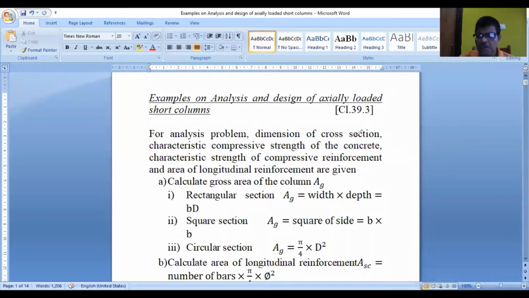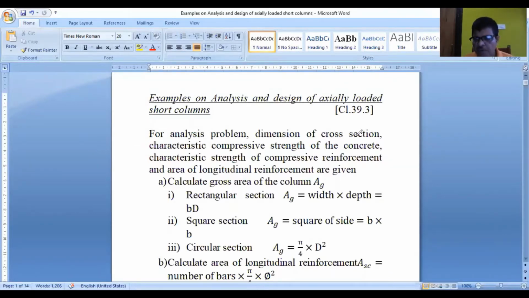Learners, in today's class we'll discuss examples on analysis and design of axially loaded short columns. Earlier, we discussed the theoretical concepts and the codal provisions for analysis and design of axially loaded short columns. We have also seen that for a short column, the effective length of the column divided by the least lateral dimension shall be less than or equal to 12. That is called a short column. And if it is more than 12, that is called a long column.